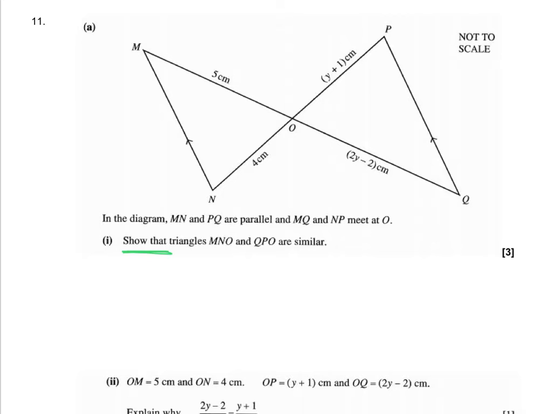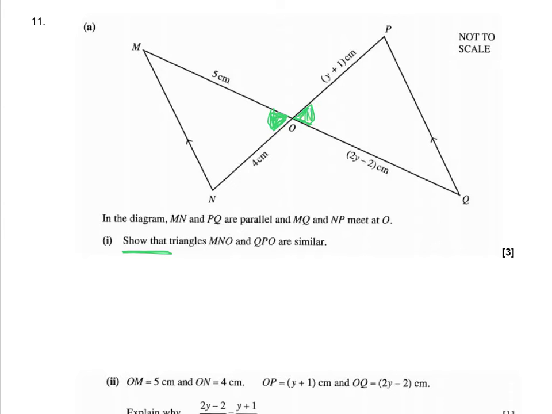Now, in order for triangles to be similar, the three angles need to be the same. So we need to prove they're the same. The easiest ones to do straight away is this. This angle here, which is terribly coloured in, is got to be the same as that angle there.